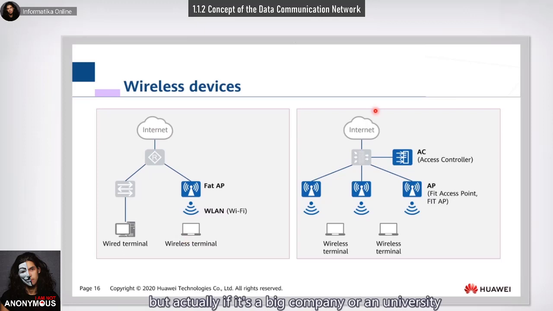But if it's a big company or our university, then typically they will not use the Fat AP. They will use an access controller to control a lot of different access points. Each access point now only provides signals for the end user, but there are not so many management functions in this access point. So we call this access point the Fit AP. This scenario is usually used in a university where we use one AC to manage a lot of different APs.